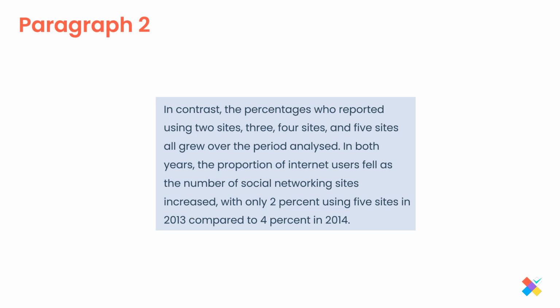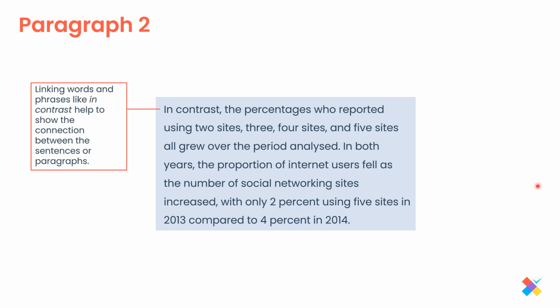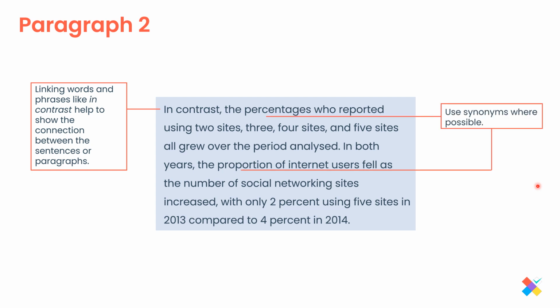The second paragraph starts with "in contrast." The percentages, again here, percentages instead of proportion. So again, synonyms. Those reporting two sites, three, four sites, and five sites. Now that gives away that this is a band 5. I said two to five sites all grew over the period analyzed. So we've got linking devices in this situation. "In contrast" shows the connection between the sentences in the paragraph.